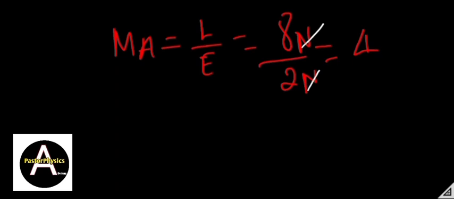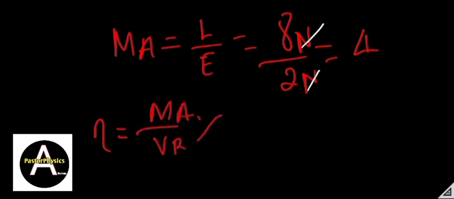Now the next question here is, what is the efficiency of the machine? And I say you should remember efficiency. Remember the name marvelous. MA over VR times 100, right? Now we have calculated the mechanical advantage to be 4, and the velocity ratio to be 5.